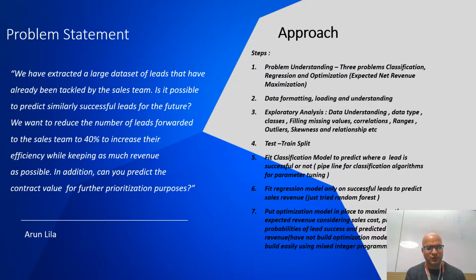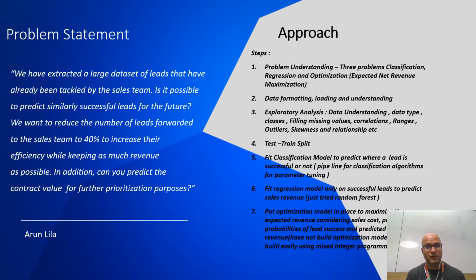My approach was to understand the data and understand the problem, which was in actual sense a three-step problem. First, to classify which company can actually convert or not, second, how much revenue they can generate, and third, to optimally allocate the sales force, that is, optimize the utilization of the sales force.